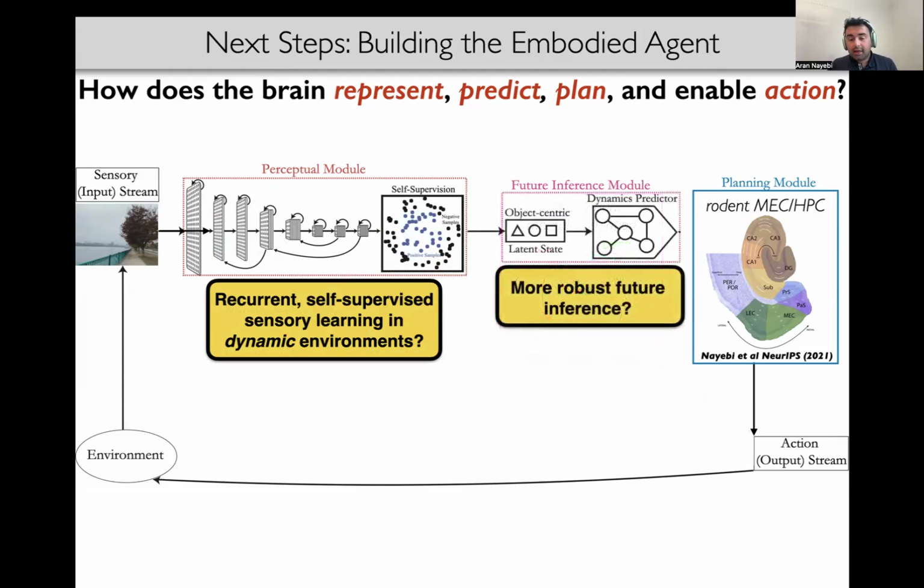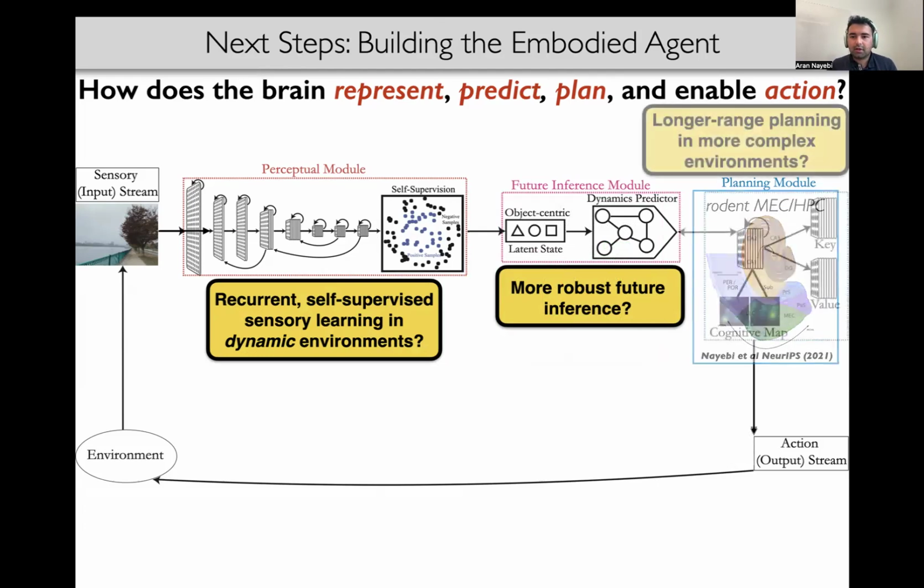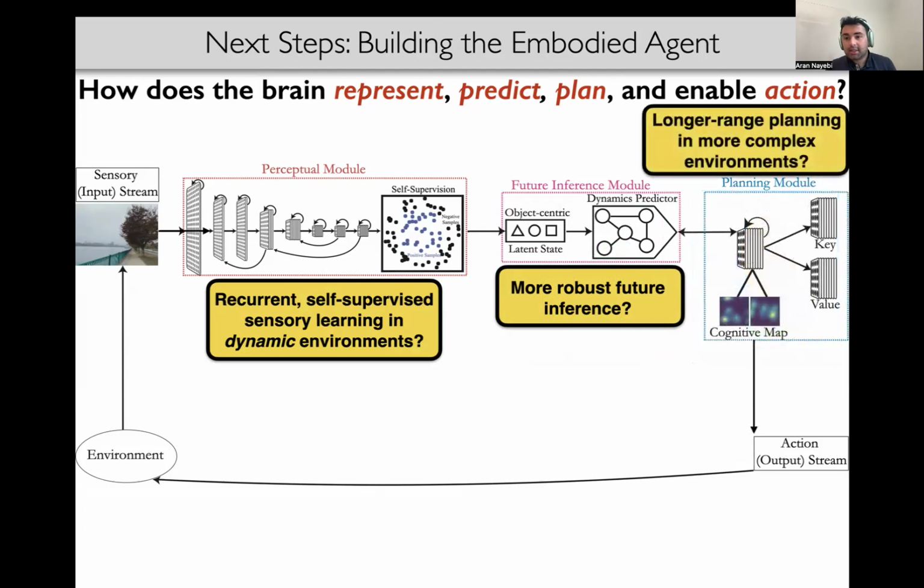And that would underlie more robust feature inference, such as, for example, extending the work we did in the second part of the talk by more explicitly representing objects, as well as representing multiple timescales to be able to deal with multiple possible future possibilities. And going beyond the simple environments we used when studying hippocampus in the third talk, by enabling longer range planning in more complex, visually rich environments.